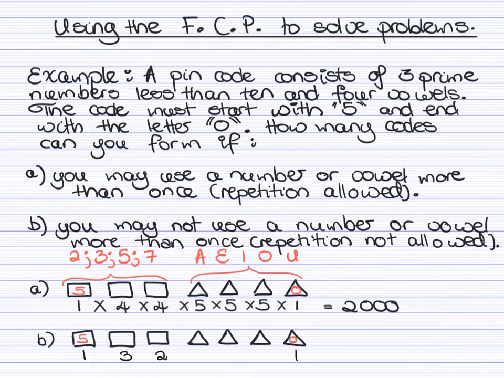Now, considering the vowels, we have already used O. That means for the first triangle, we are left with 4 vowels to choose from. For the second triangle, we are left with 3 vowels to choose from. And for the third triangle, we are left with 2 vowels to choose from. We multiply these choices together as our fundamental counting principle requires. And your answer simplifies to 144.